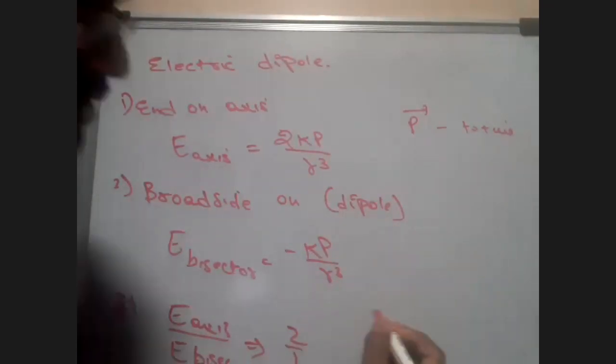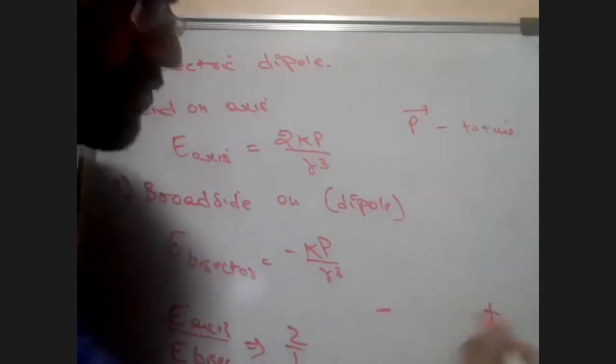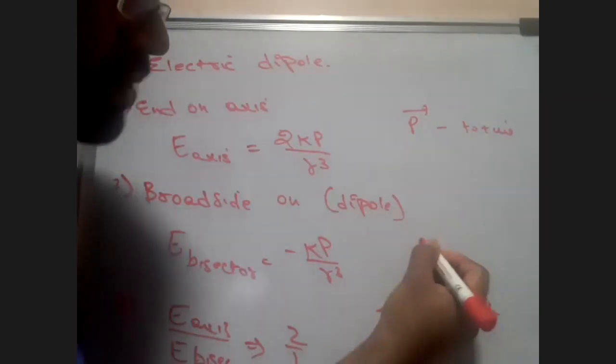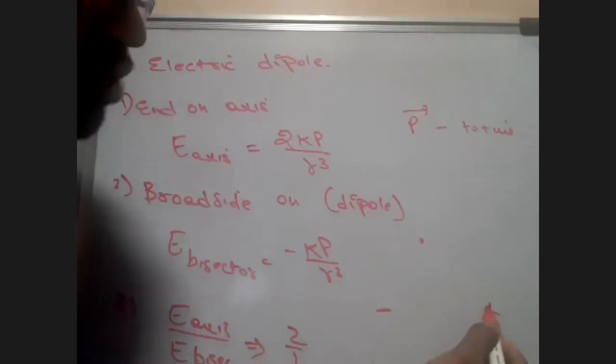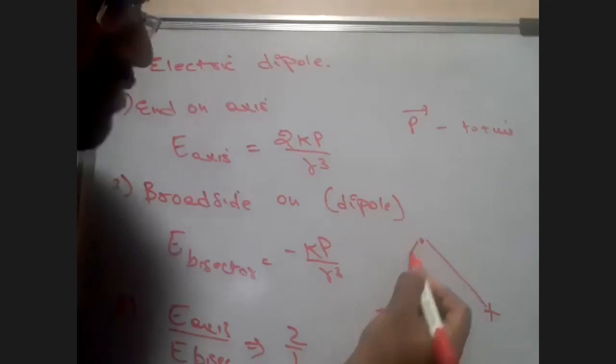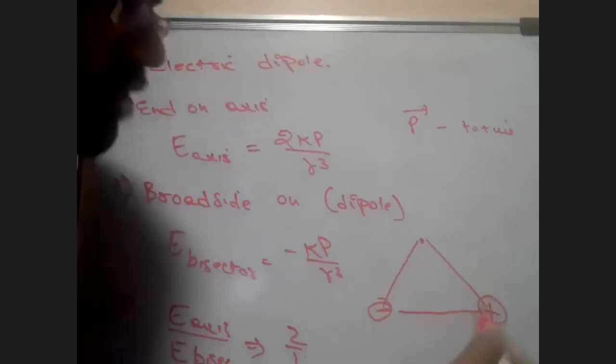Okay, so here, there was a negative charge over here. I said there was a positive charge over here. I had to find out the electric field at a point. You tell me what is going to be the dipole. Suppose this is an equilateral triangle. I'm considering this to be a negative charge, a positive charge.